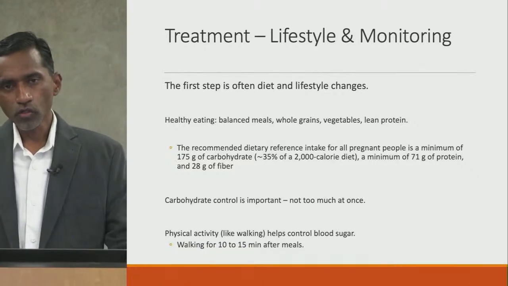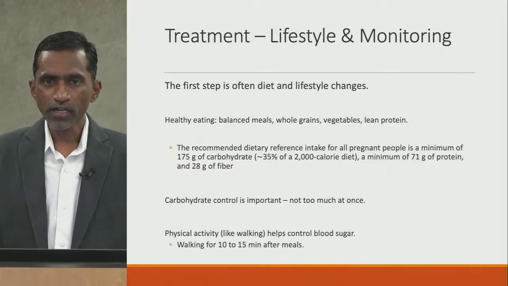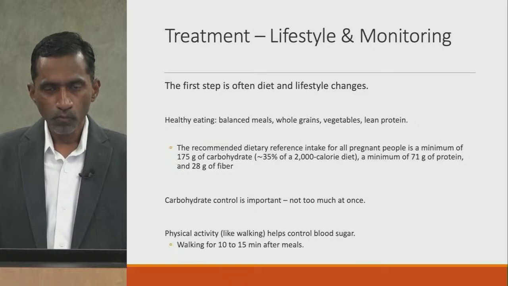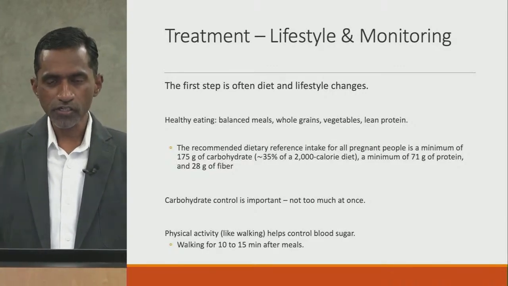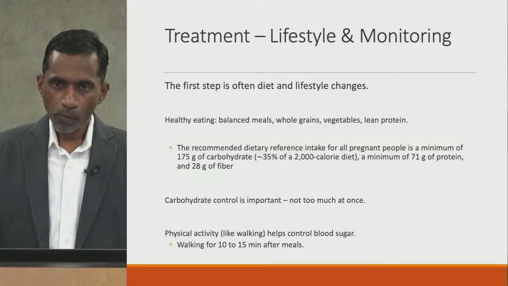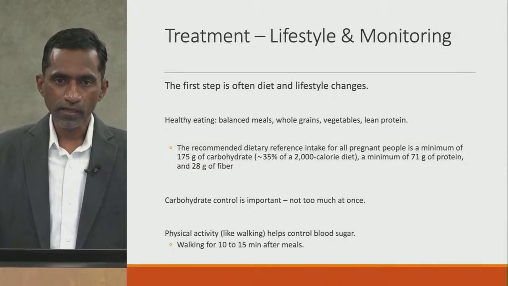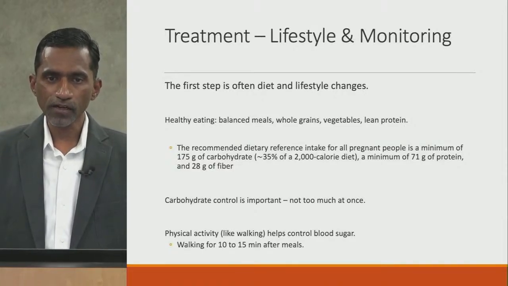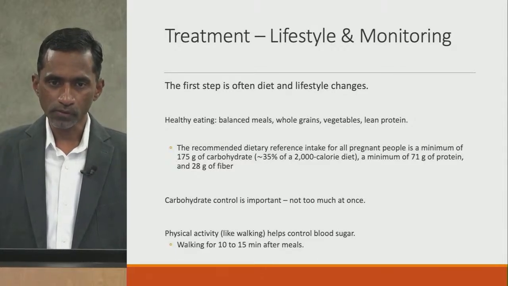So what's the treatment? Usually the first part of the treatment is lifestyle and monitoring. The first step is often diet and lifestyle changes. You will more than likely be referred to a dietitian and a diabetic educator. You will be meeting them after you see your obstetrician, and they will educate you about a balanced meal, about eating whole grains and lean protein, etc. The recommended dietary recommendations are about 175 grams of carbohydrate, that's about 35% of the 2000 kilocalorie diet, a minimum of 71 grams of protein and 28 grams of fiber.